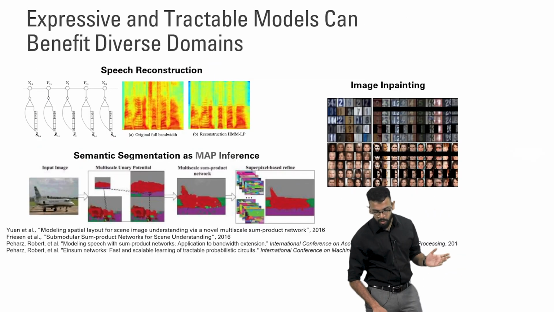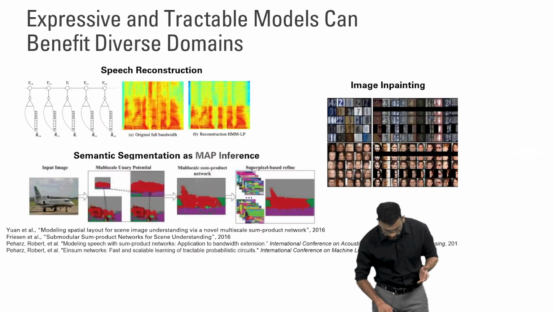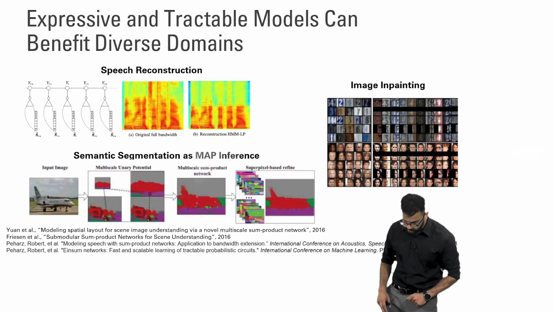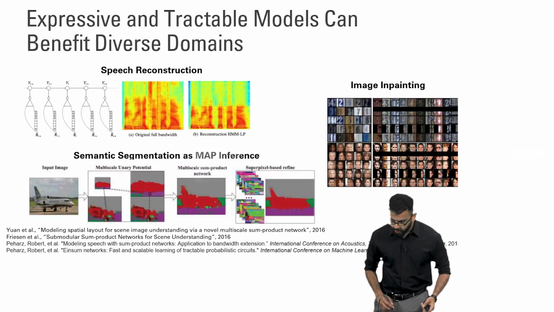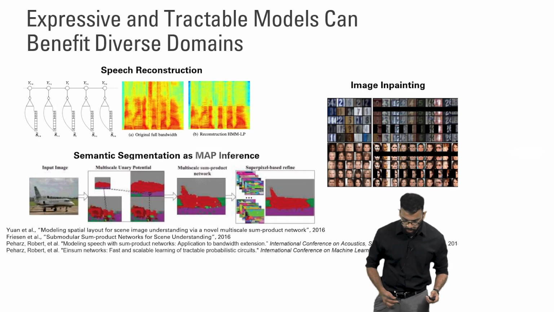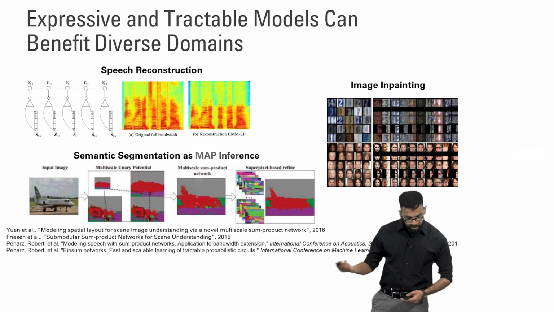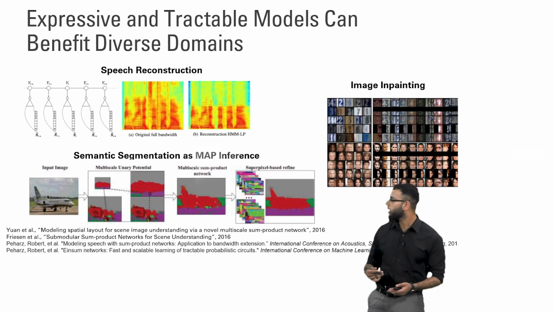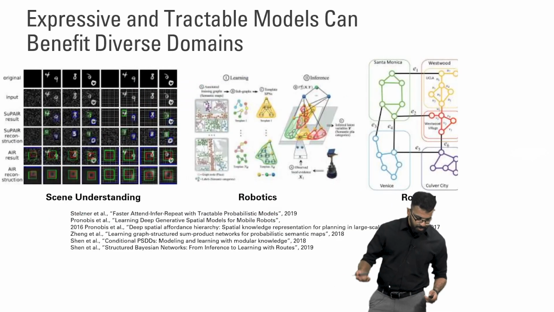This is just to tease you on the applications and the things that people have done, so that if you're interested in any of these, you always have the references to go check them out. You have things like image inpainting, where you can generate occlusions. You can look at conditional distributions over occlusions. People have used it for speech reconstruction and for semantic segmentation. Semantic segmentation is more like a MAP problem, and you can pose it as a MAP problem from a probabilistic standpoint.